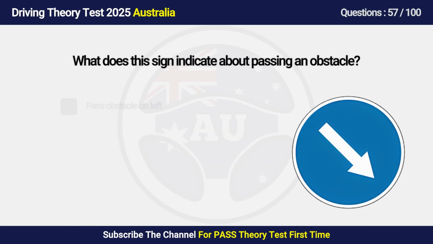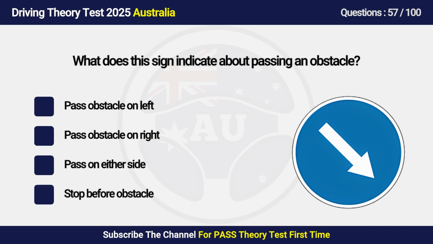Question 57. What does this sign indicate about passing an obstacle? A. Pass obstacle on left. B. Pass obstacle on right. C. Pass on either side. D. Stop before obstacle.